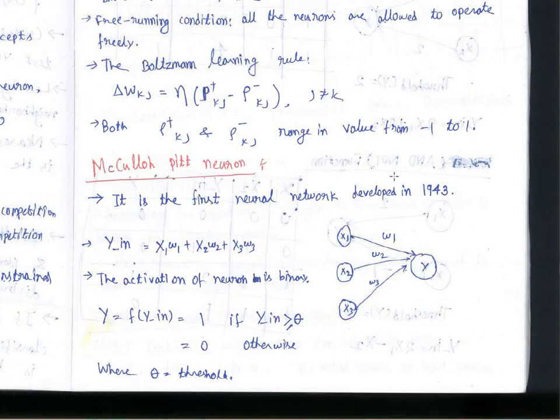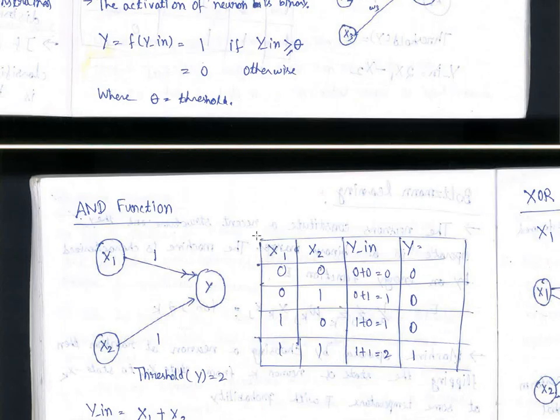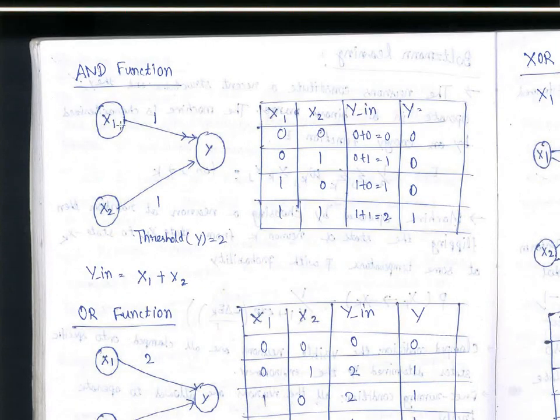Then the McCulloch-Pitts neuron, the first neural network, developed in 1943. y_in equals x1w1 plus x2w2 plus x3w3. The activation is binary, so y equals 1 if y_in is greater than or equal to theta, and 0 otherwise. For the AND function, we have inputs x1, x2 and output y. The weight values are 1, and the x1, x2 values are 0,0; 0,1; 1,0; and 1,1.